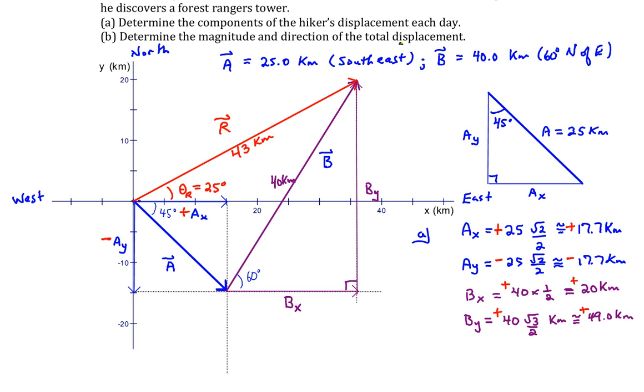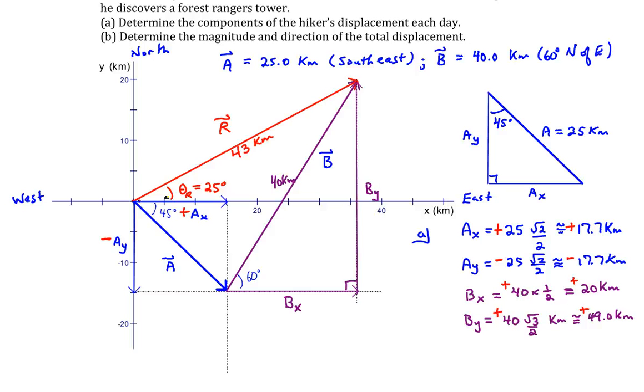So we have now solved part A, which is finding the x and y components of the hiker's displacement for each day. The next part we're going to do is find the resultant displacement, the magnitude of the total vector r here, the length of this arrow, and then the angle that it makes with respect to the x-axis. To do that, you need to add up all of the x components and all of the y components and find the total amount in the x direction and the total amount in the y direction.